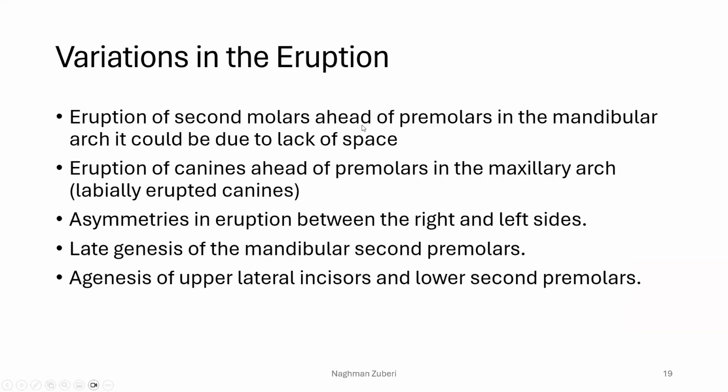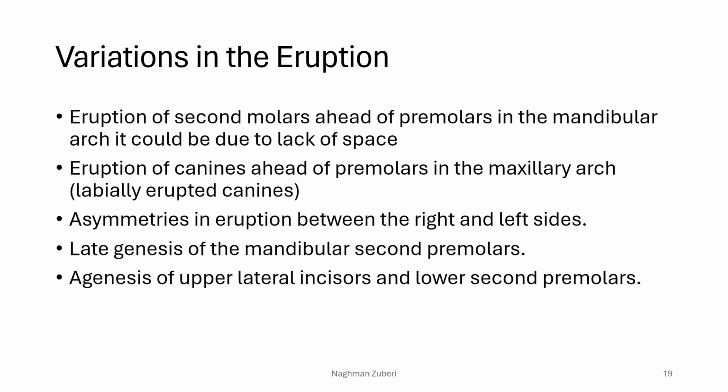Variations in the eruption: eruption of second molars ahead of premolars in the mandibular arch could be due to lack of space available. Eruption of canines ahead of premolars in the maxillary arch, you can identify it by labially erupted canines. There can also be asymmetries in eruption between the right and left sides, and late genesis of the mandibular second premolars.